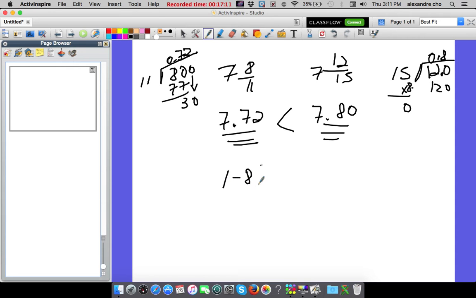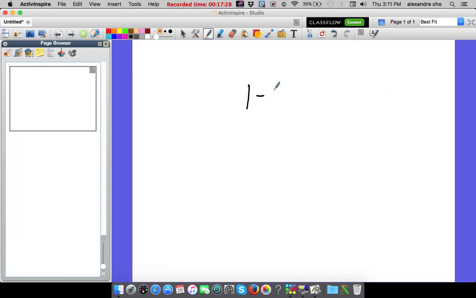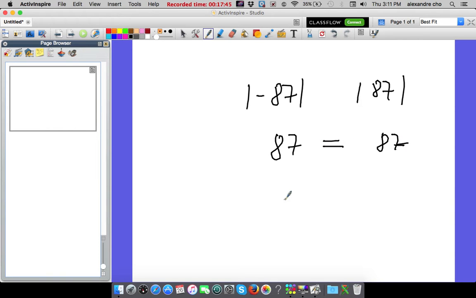Next one, absolute value of negative 8 and negative 6. Well, you can't do this problem yet. So let's take the absolute value of negative 8, which becomes 8. Now you can easily tell, 8 is definitely bigger than negative 6. We have one more: absolute value of negative 87 and absolute value of 87. Negative 87, if you take the absolute value, that's 87 spaces away from 0. Absolute value of positive 87 is also 87, because that's 87 spaces away from 0. So they're definitely equal.